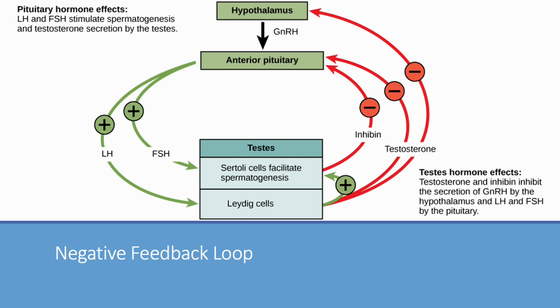hypogonadism that they have. So FSH goes to the Sertoli cells to produce sperm, and then luteinizing hormone will go to the Leydig cells to also produce sperm. And then in turn, these hormones will go back up to the hypothalamus and anterior pituitary gland to inhibit the production and release of FSH and LH. So this is how we can see lowered levels of these being produced.